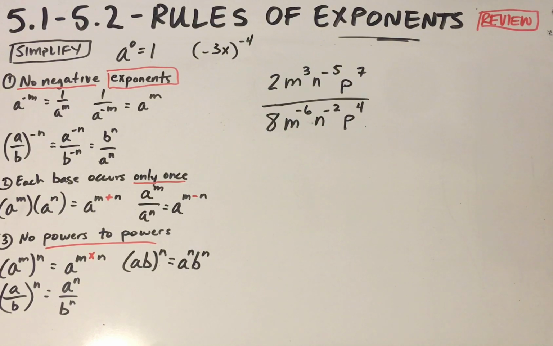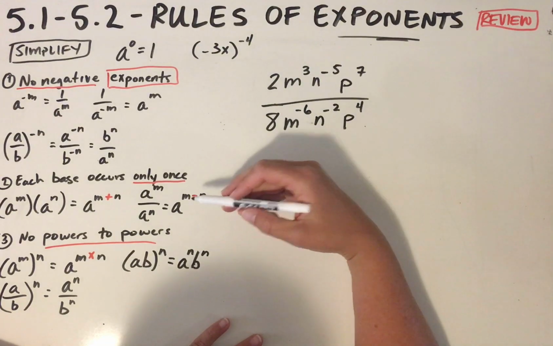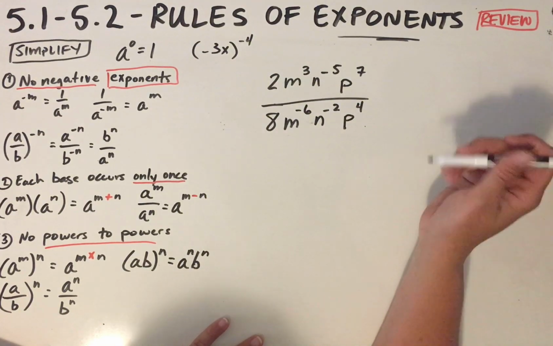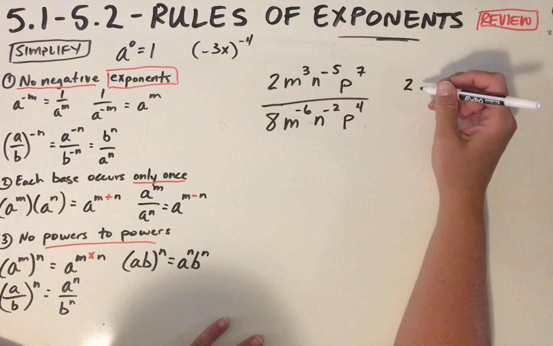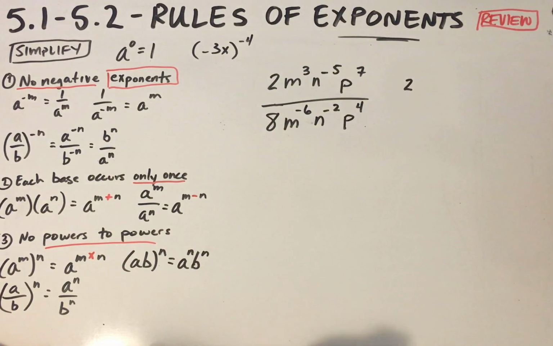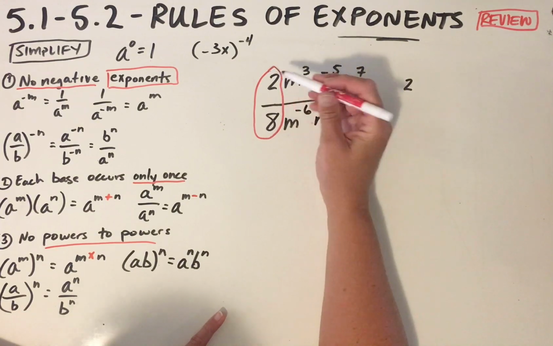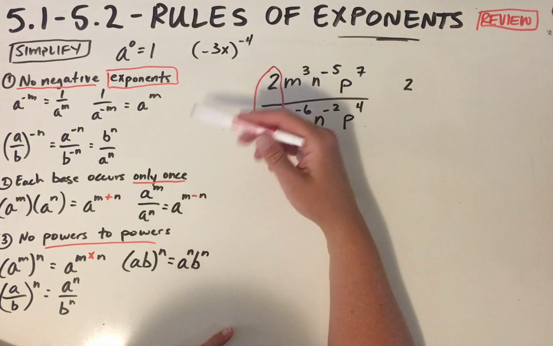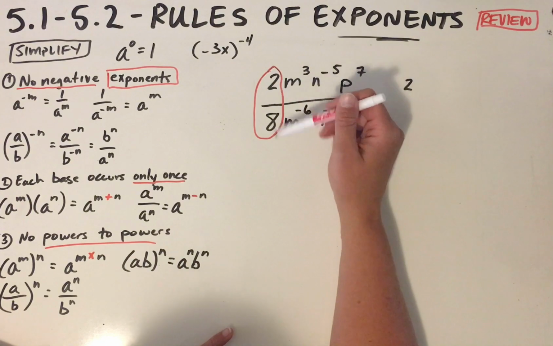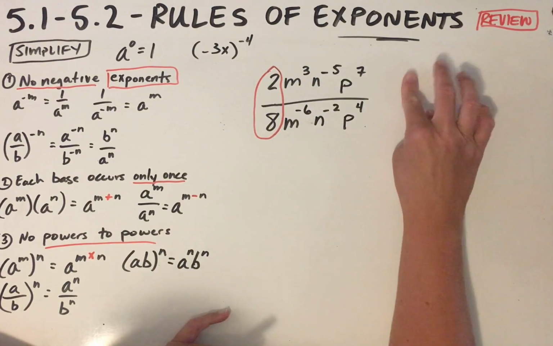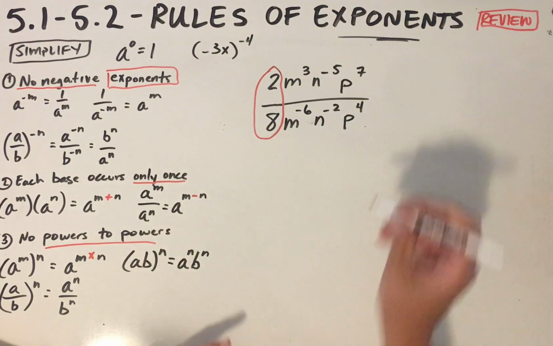But I need to go through each term and make sure that it's positive and the base occurs only once. So I'm going to go through and make each exponent positive to start out with. So I've still got this 2 up here, and you should also note that when simplifying a fraction, always, this goes without saying, which is why it's not listed here in the rules of exponents, the constants need to be simplified. So let's go ahead and simplify those.